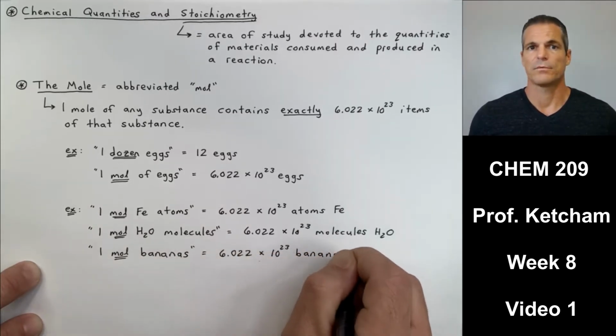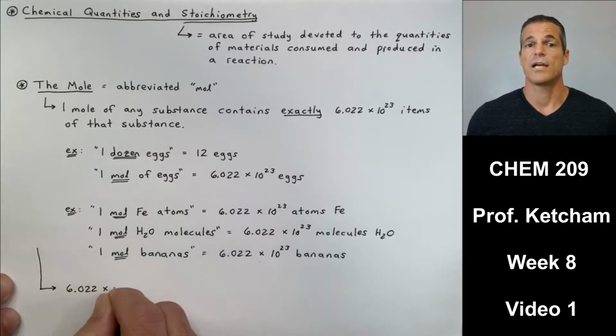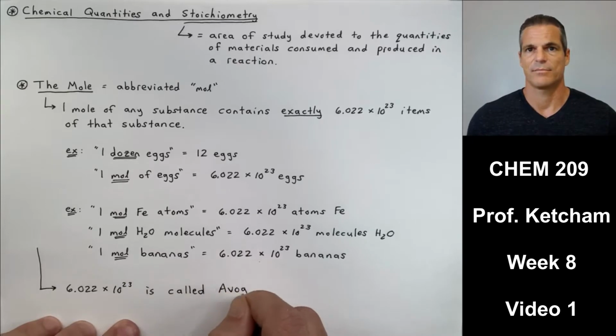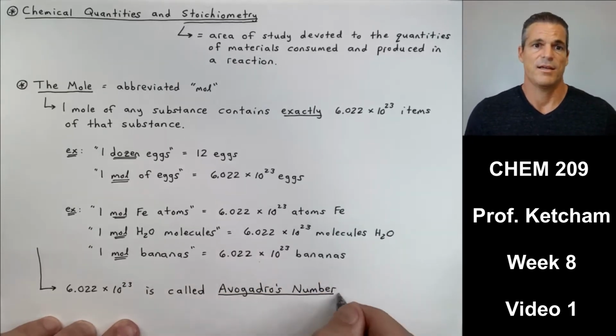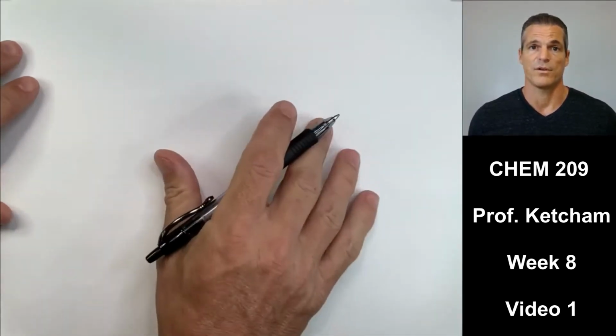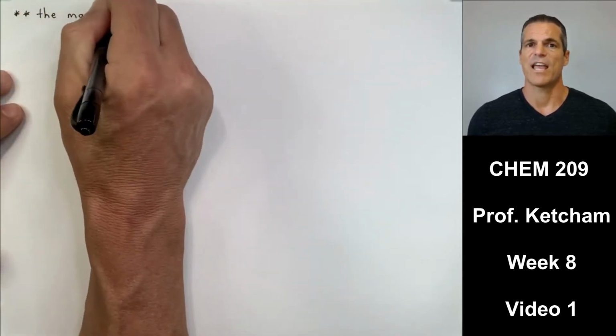Back to the real world, if I have 1 mole of bananas, I have 6.022 times 10 to the 23rd bananas. Okay, so it's just like a dozen, right? A dozen is 12. A baker's dozen is 13, and 1 mole is 6.022 times 10 to the 23rd items of that substance. And that number is called Avogadro's number.